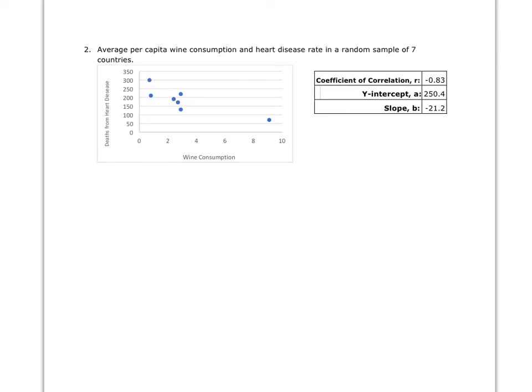Okay, next one. Average per capita wine consumption and heart disease rate are our two variables, and we're sampling 7 different countries. We've got the scatter plot, we've got the R value, we've got the y-intercept and the slope. So we can write down the linear regression equation. So y equals that y-intercept of 250.4, and we have a negative slope, so minus 21.2x.